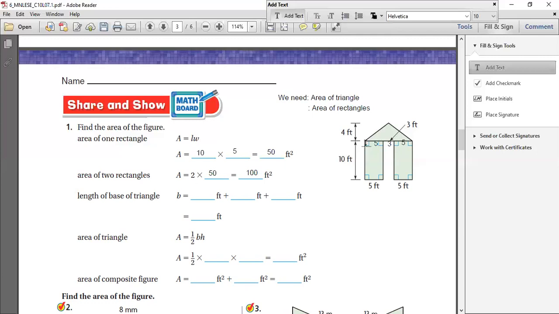So now this is 5, this is 3, and this is 5. So what's the total amount of the base of the triangle? We need to add 5 plus 3 plus 5. So 5 plus 3 is 8, 8 plus 5 is 13. So that's how you find the base of the triangle.